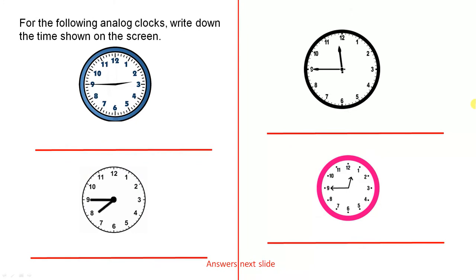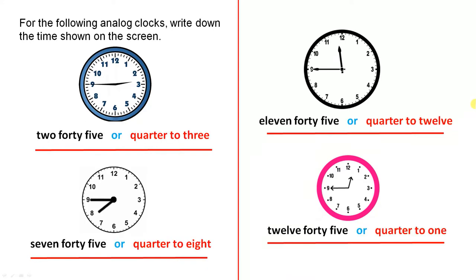For the following analog clocks, write down the time shown on the screen. So we have another four that you can answer now. Just pause the video to do that. And I will now move on to the answers for these four. And here are the answers, and all very, very acceptable. So you can say those times either way, and they're very, very acceptable.